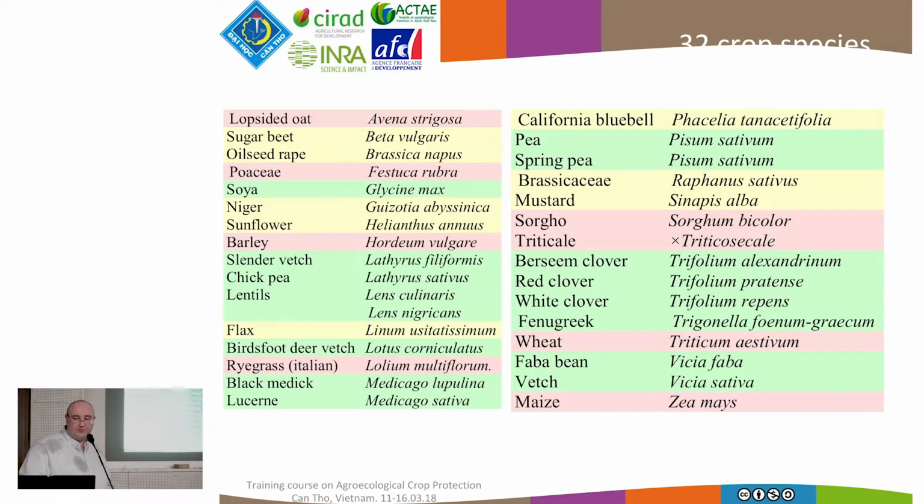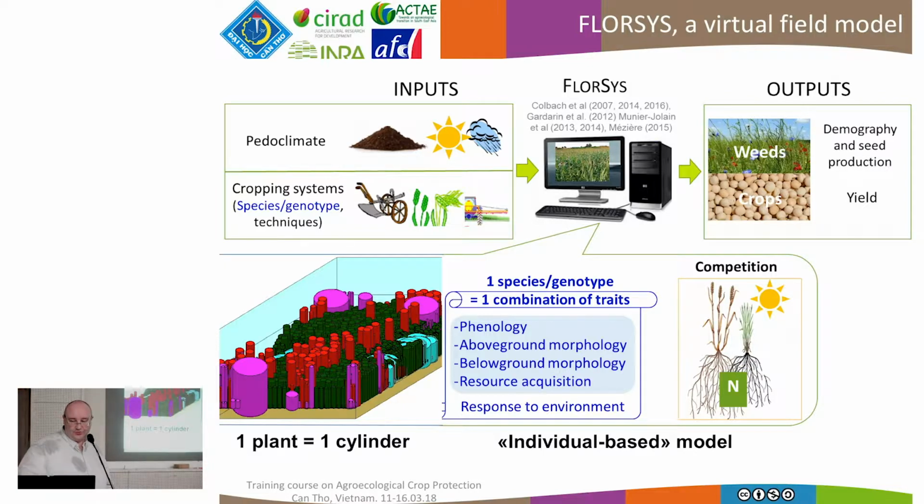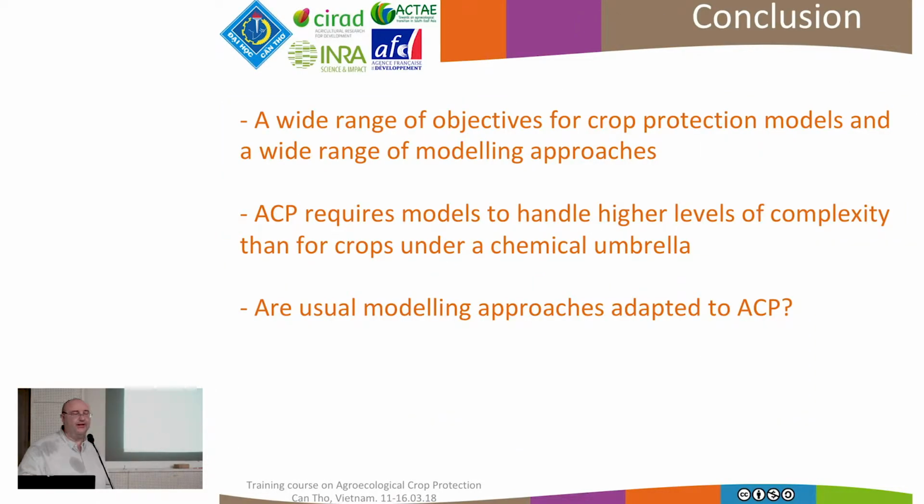I also had this example on weeds, but it's just to show you that we have many types of modeling approaches. So just to conclude, I think that we overviewed a wide range of objectives for crop protection with regard to modeling. We didn't have time to go into details of the techniques, but we will see later that we also have different types of techniques in order to design such models.